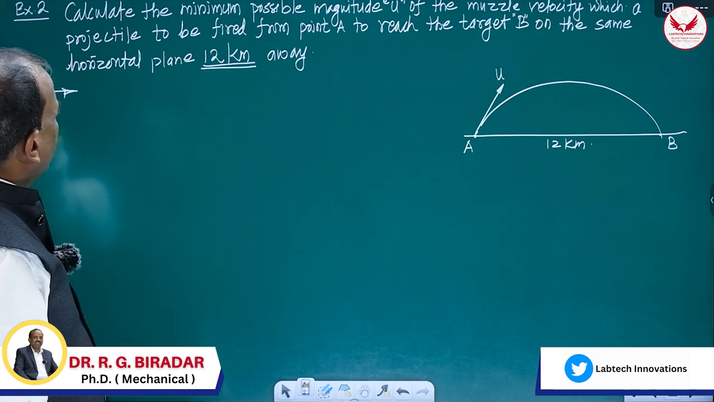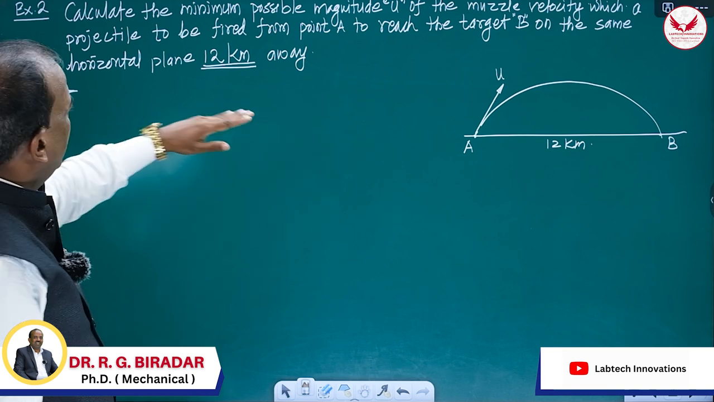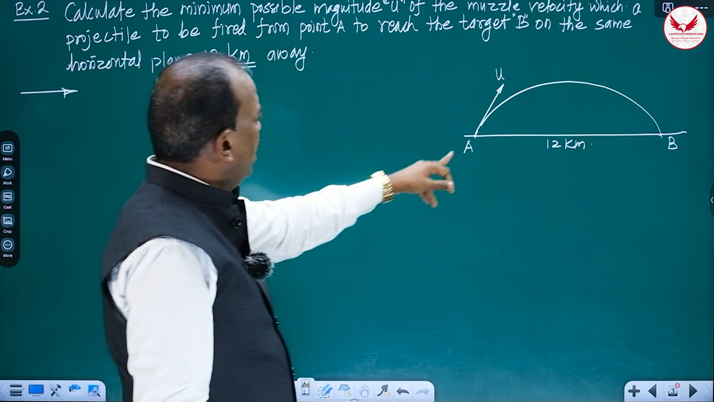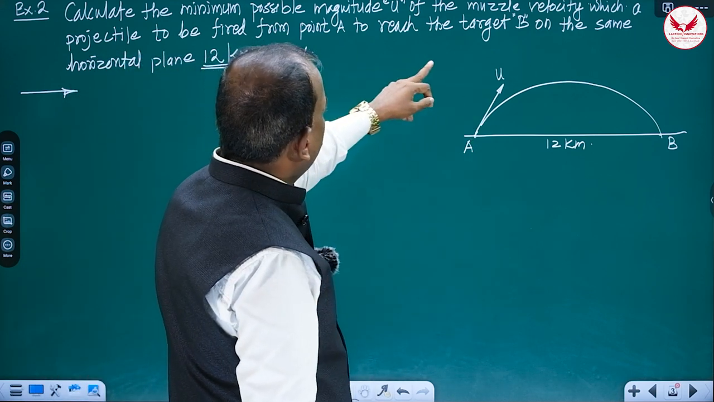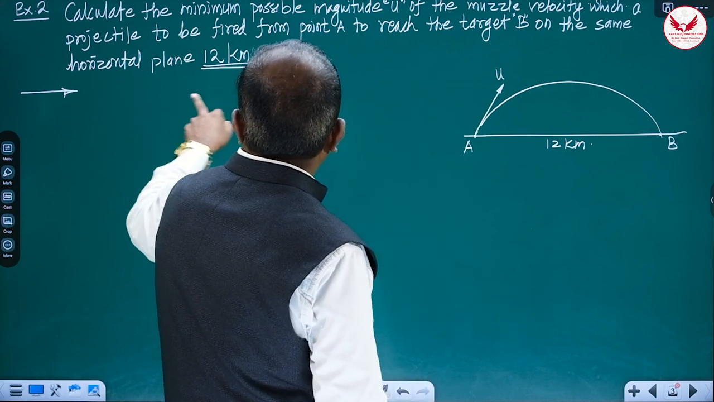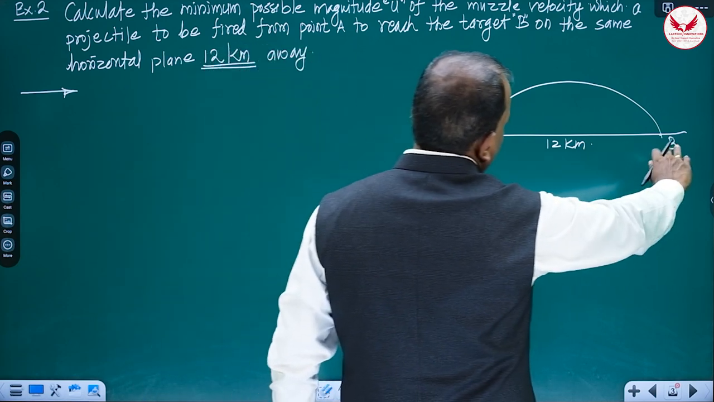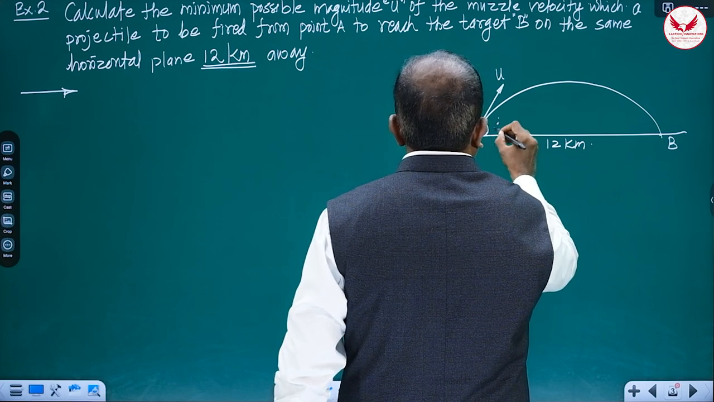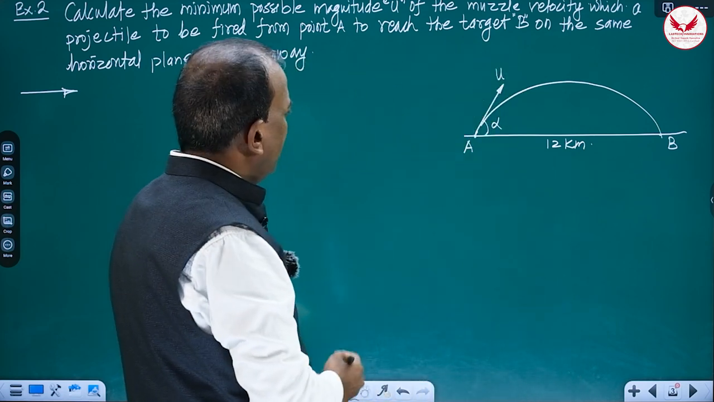Here, what is asked? Calculate the minimum possible magnitude u of the muzzle velocity with which a projectile is to be fired from point A to reach the target B on the same horizontal plane 12 km away. This is a horizontal distance of 12 km. So let us consider this angle alpha, and this R is going to be 12 km, meaning 12,000 meters.